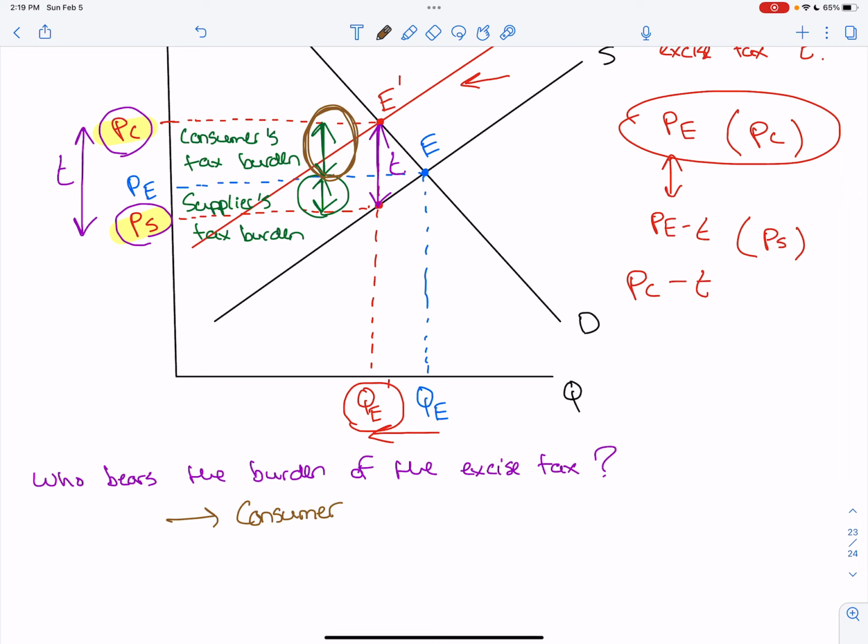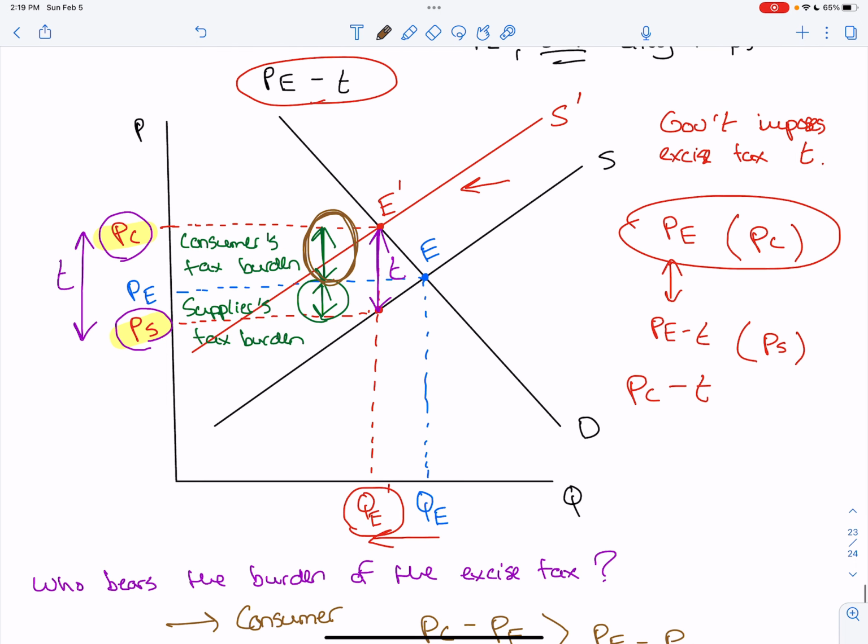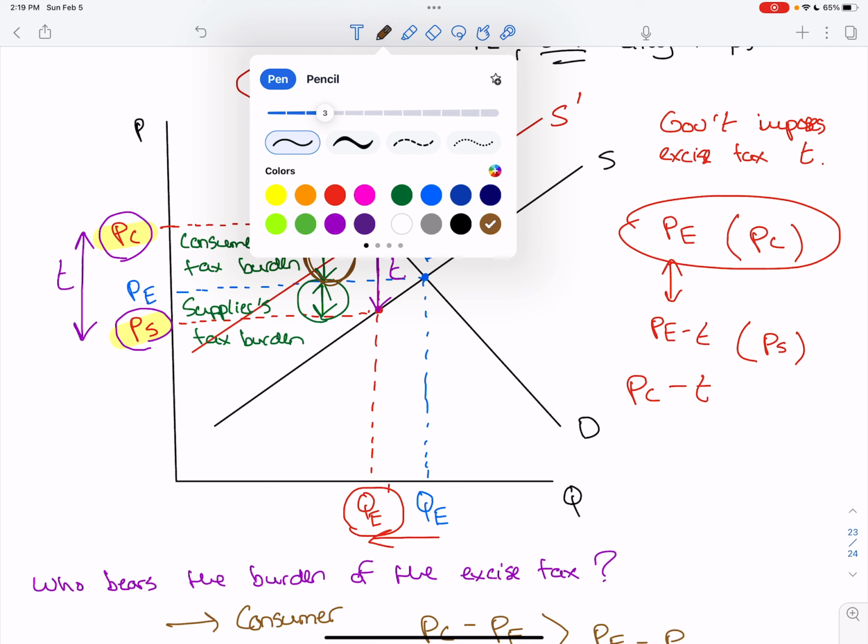Okay, because the difference between PC and PE, right? So mathematically, PC minus PE is greater than PE minus PS. That's why the consumer in this case has to bear the burden of the tax. Now, what does this have to do with elasticity? I want you to notice something about the supply and the demand curves. It might not be extremely obvious by looking at this picture.